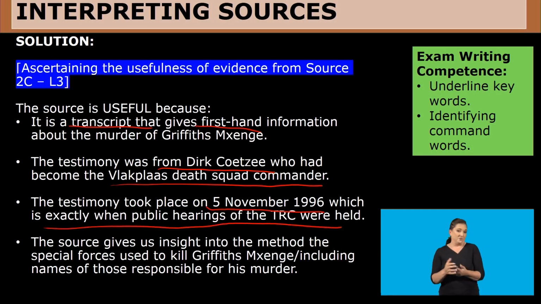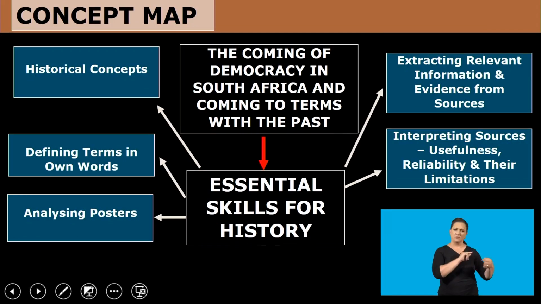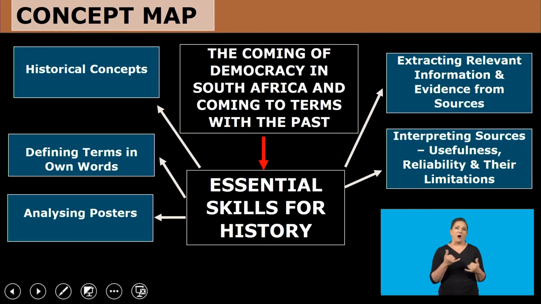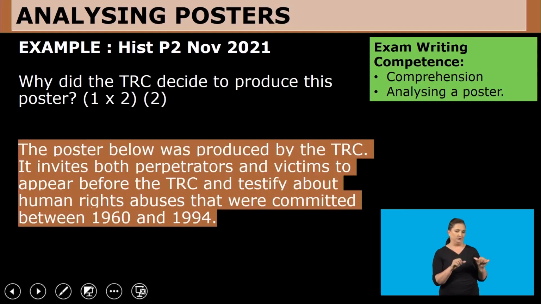Another possible response is that the source gives us insight into the method the special forces used to kill Griffiths Mxenge, including names, okay, remember the name Dirk Coetzee is there in the caption, of those responsible for this murder. So those are all the possible responses. Now let's look at another very important skill. This one is how to analyze posters.